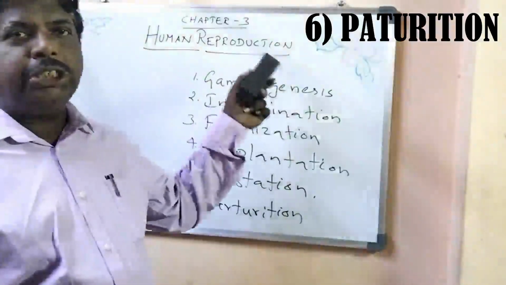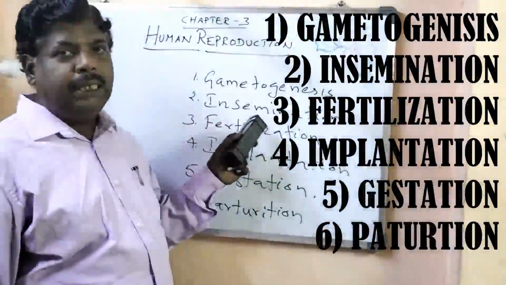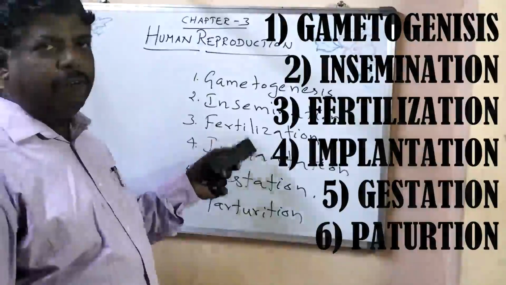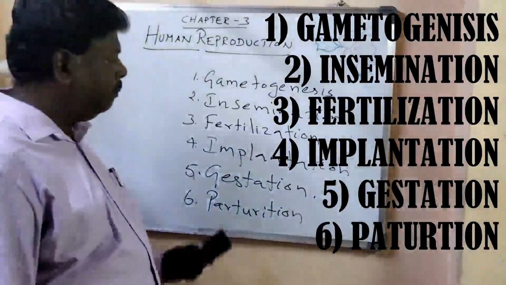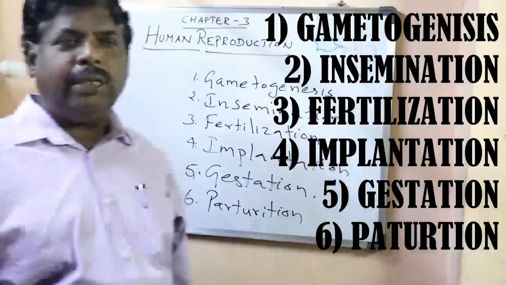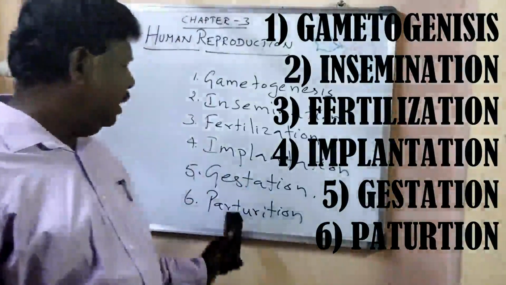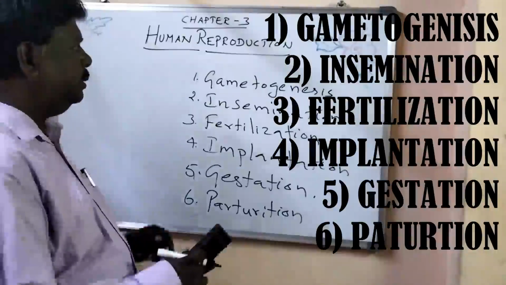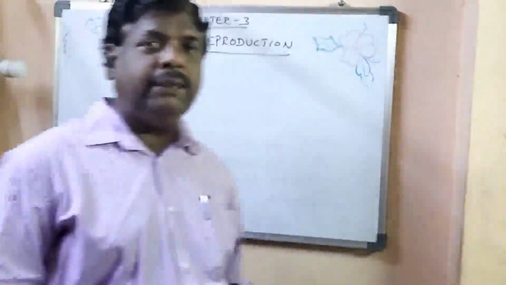So human reproduction involves the following 6 steps: gametogenesis, formation of sperms; insemination, transfer of sperms into the female genital tract; fertilization, the fusion of male and female gamete, that is sperm and ovum; implantation, fixing the blastocyst to the uterine wall; gestation, the embryonic developmental period; and parturition, the delivery of the baby. So 6 steps. In this video, we are going to study in detail about the male reproductive system.